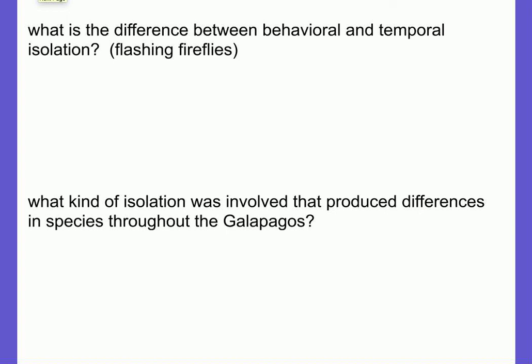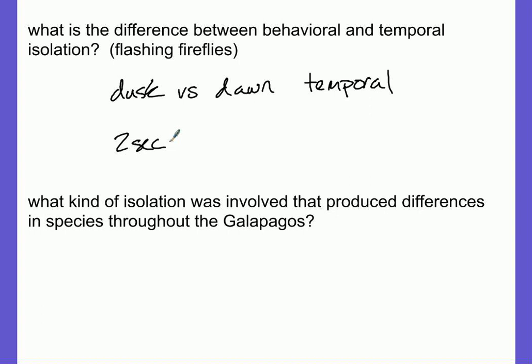I could make that Firefly example go either way, right? If it's dusk versus dawn, that would be temporal. But if it's the 2-second flashing versus once every 5 seconds, that would be behavioral. So understand the difference, right?